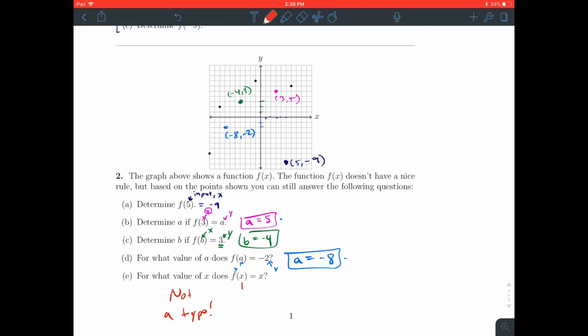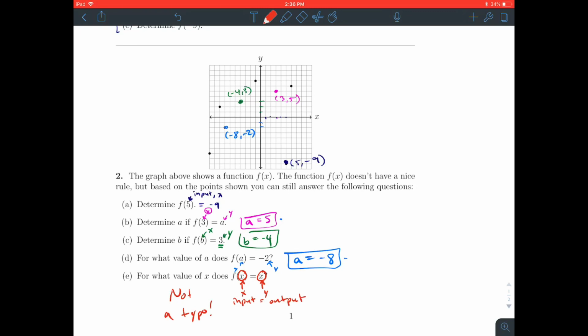So it looks like we're trying to find what number do we plug in for x so that we get the same number for y. So we want the input and the output to both be x or to both be the same value. So let's see, are there any points where the input and output are the same? So the input equals the output.